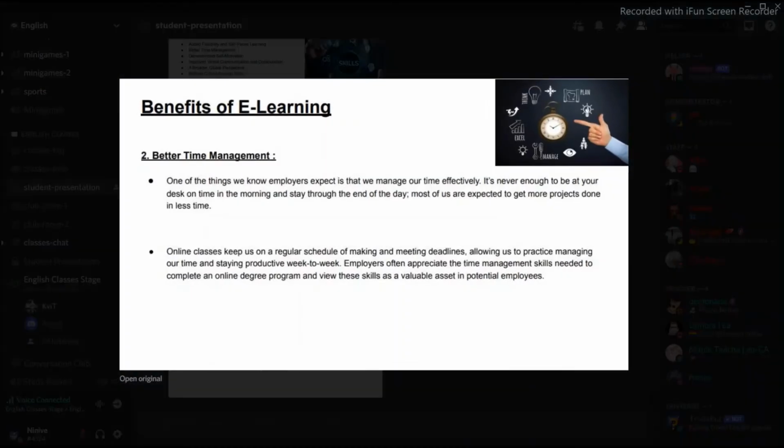The second one is better time management. Time management is very, very important nowadays, not only in e-learning but in everything that we go through. As I said, the flexibility of e-learning gives you the chance to create your own schedule. So that's how it helps you to manage your time in such a good way.